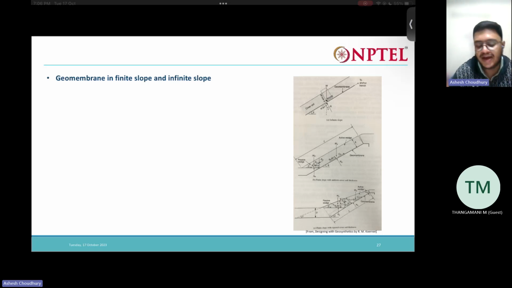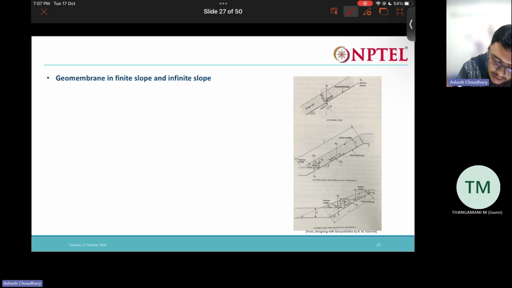Now, geomembrane in finite slope and infinite slope. Say you have placed a geomembrane in a very big slope, very vast, huge slope. That will actually be considered a finite slope because it is a very vast slope. So this is the case of a finite slope. So what will happen in a finite slope? In a finite slope, you have the weight of the soil mass acting downwards like that.